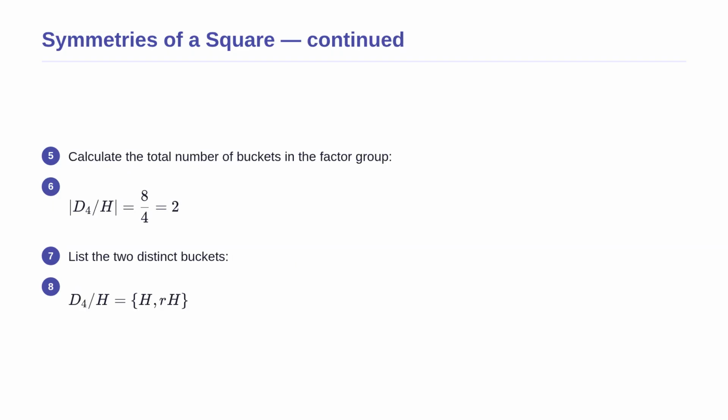To find the total number of buckets in our factor group, we divide the total number of elements by the number of elements in each bucket. 8 divided by 4 tells us there are exactly 2 buckets in the new factor group. This is a massive simplification. We have reduced an 8-element system down to a 2-element system. The 2 buckets are the rotation bucket and the reflection bucket, represented by RH. Our factor group has perfectly separated the spinning motions from the flipping motions. We now treat any rotation as one object and any reflection as a second object.